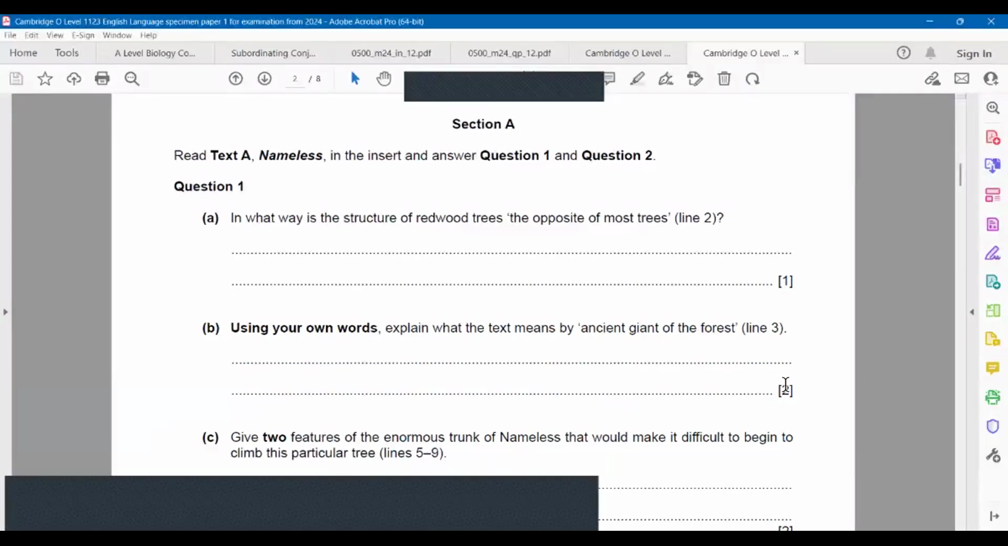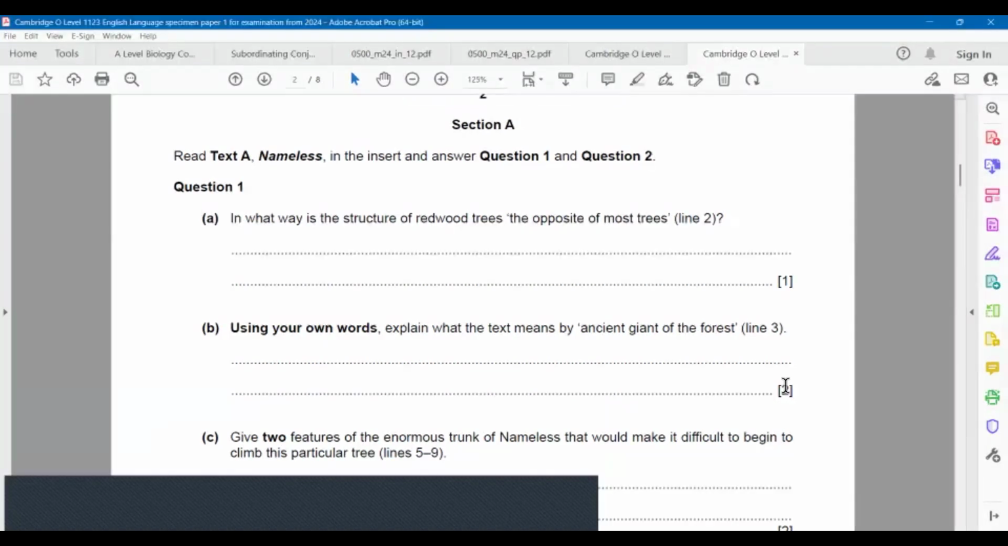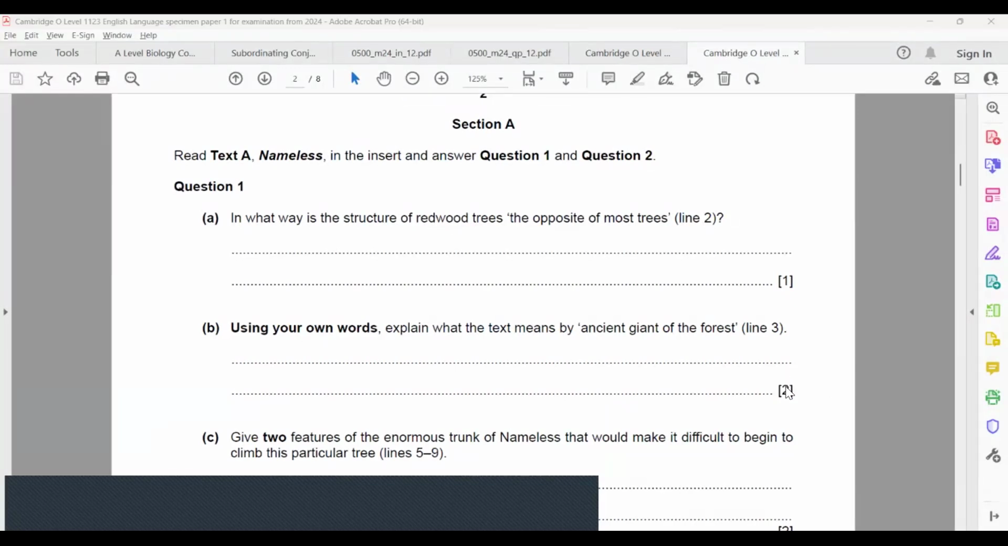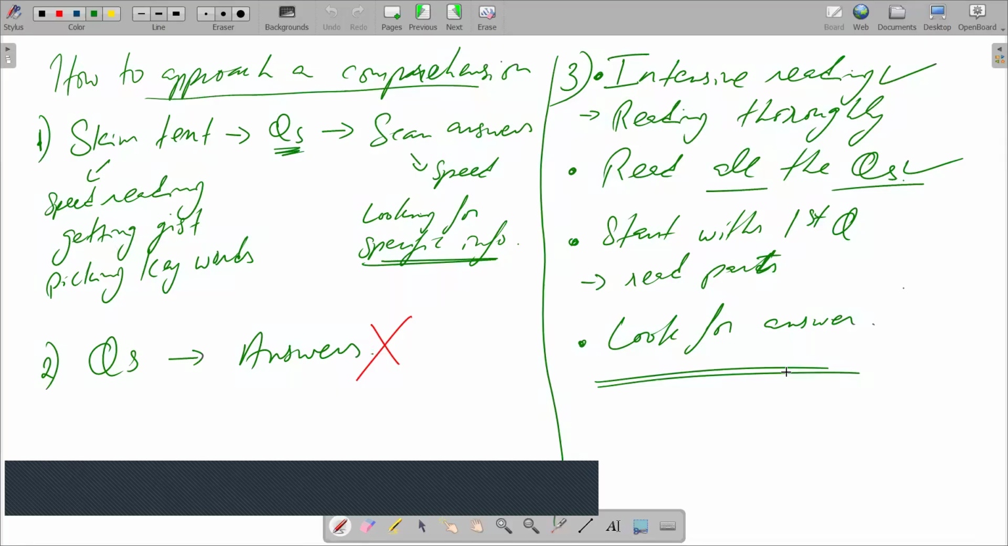All right. So we were discussing the question types from paper one, comprehension section. And we talked last time about how to approach a comprehension. You can skim the text, then read the questions and scan for the answers, or you could do some intensive reading and then go to all the questions, starting with the first question. If it has subparts, you read the subparts so you know exactly how much to answer for each part, and then you go and find the answers.